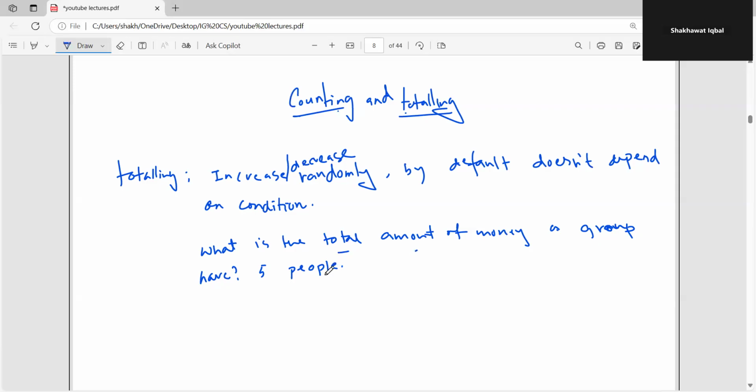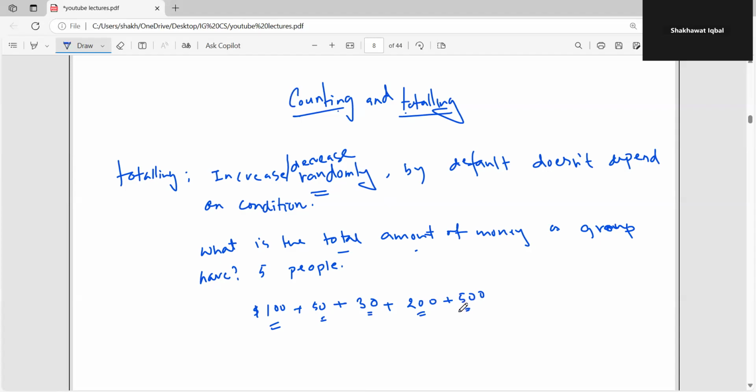The total amount. The first person, do I know? I don't know. He might have nothing, or he might have $100. The next person might have $50, the third $30, the fourth $200, the fifth $500, right? So that means randomly. These are random numbers. The user has to tell me how much he has. A programmer does not know, so it always increases randomly.